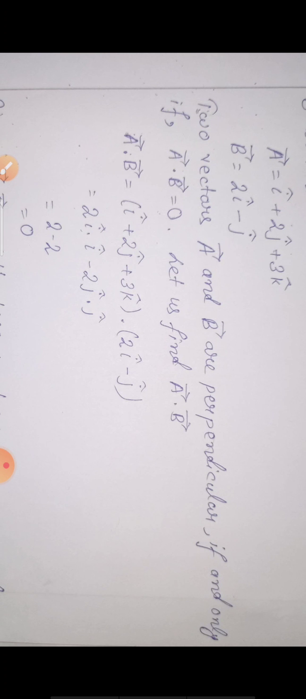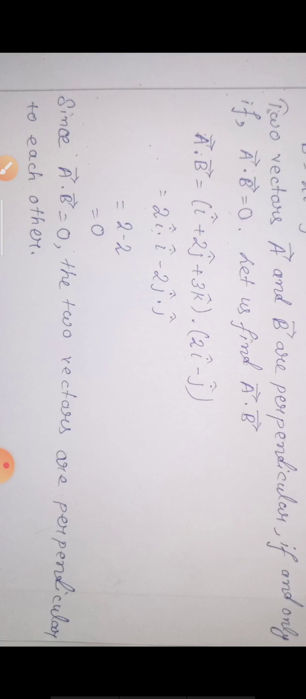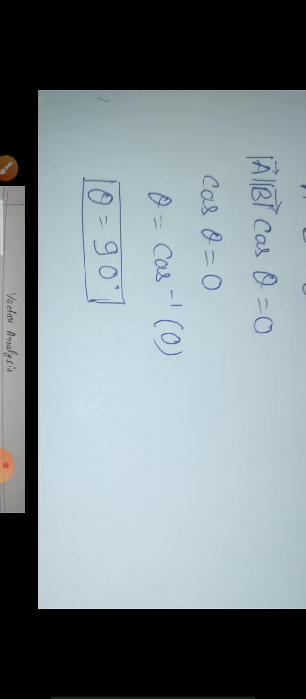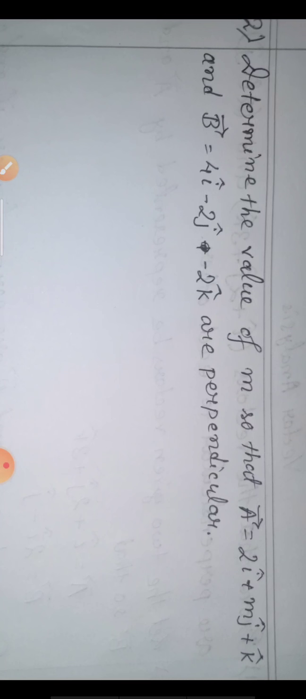In this way you have to multiply. Now since A dot B is 0, the two vectors are perpendicular to each other. Now the second question is: determine the value of m so that A vector equal to 2i hat plus mj hat plus k hat, and b vector equal to 4i hat minus 2j hat minus 2k hat, are perpendicular to each other.